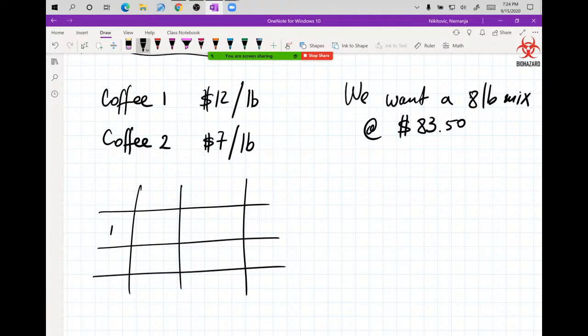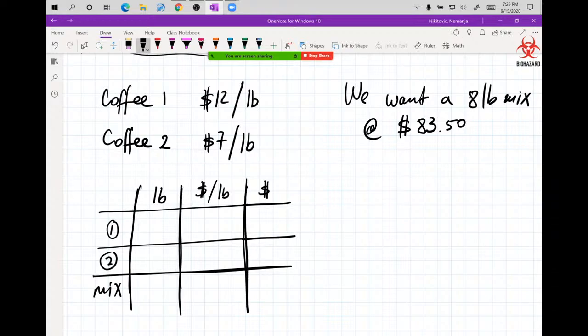So here is my coffee 1, coffee 2, and the mix. These are the pounds. This is the price per pound. And this is going to be the price. So I have a chart that has all of the quantities that we talked about. Two different coffees, a mix of those two, and then we're talking about the weight, the price per pound, and the total price of everything.